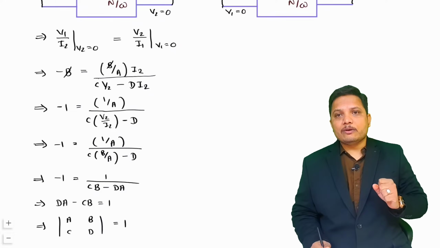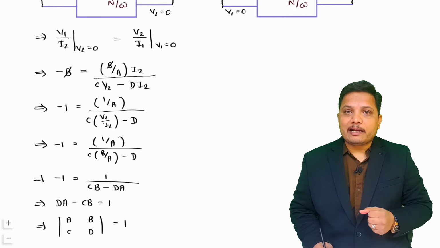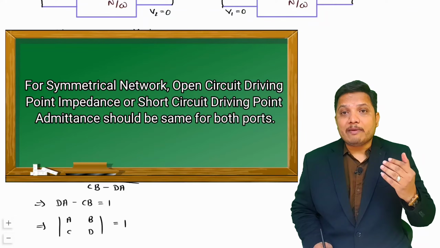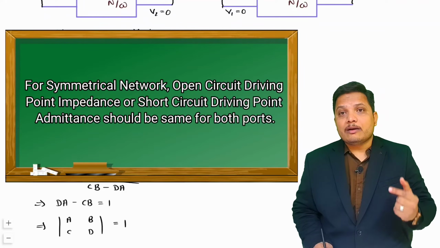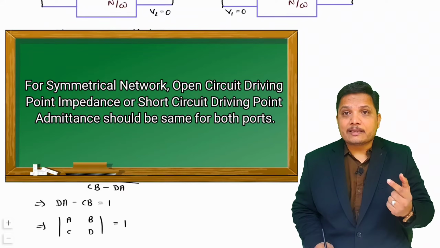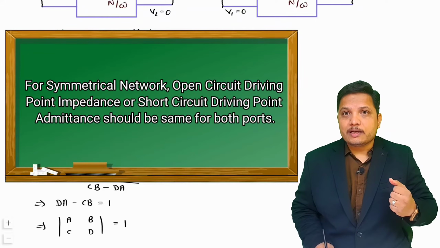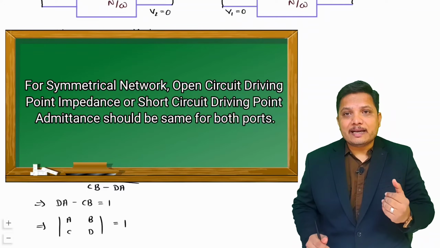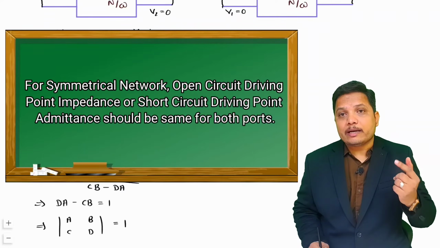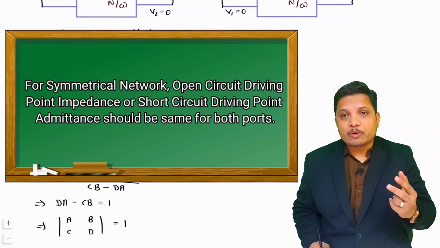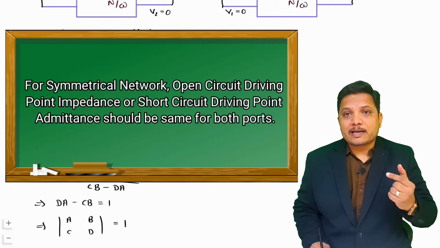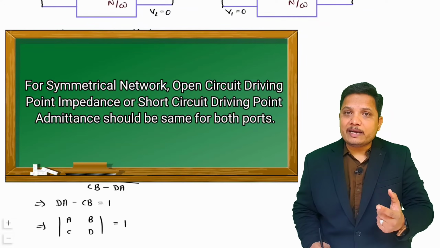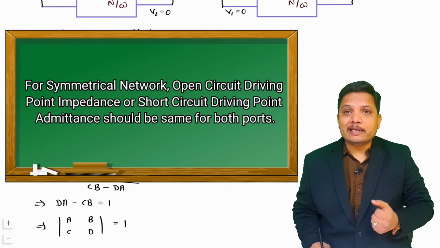Now I'll explain the condition for a symmetrical network. So first of all, you should know what a symmetrical network is. The driving point impedance or driving point admittance should be the same for both of the ports. And for proper measurement, what we consider is the open circuit driving point impedance, which should be the same for both of the ports, or the short circuit driving point admittance, which should be the same for both of the ports. Let me write that. After that I'll explain how to apply that in the ABCD parameters.